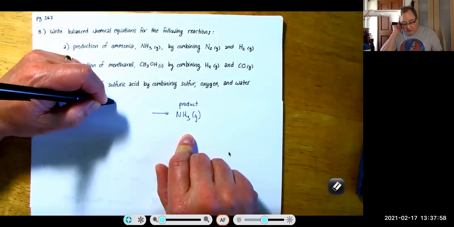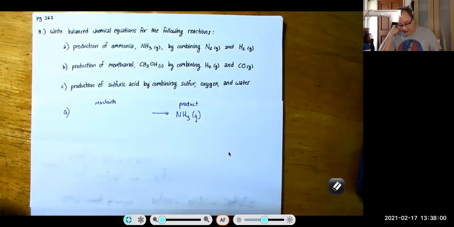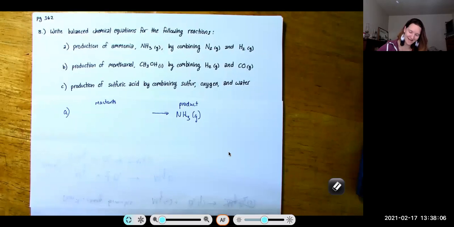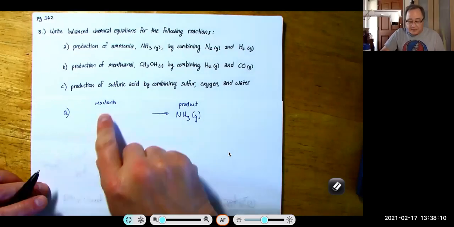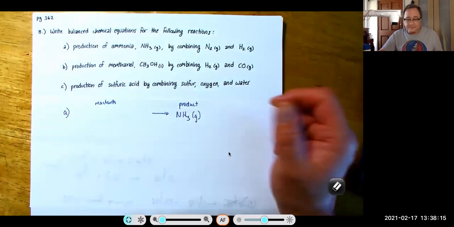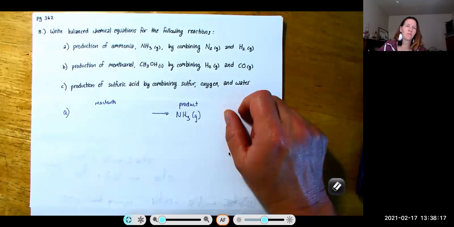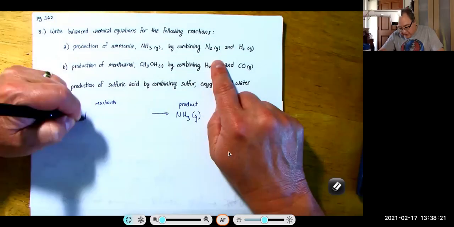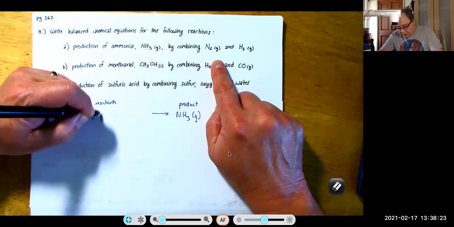They really should have called them, instead of reactants and products, they should have called it starting things and ending things. Right? The start and the end. Or instead of reactants, maybe you could have made it like ingredients and product. True. Okay. So we're going to combine N2 and H2.